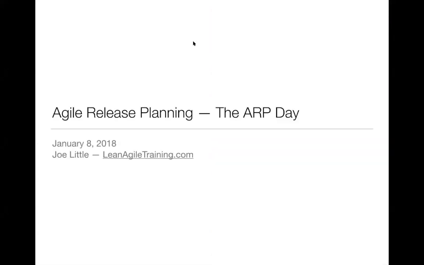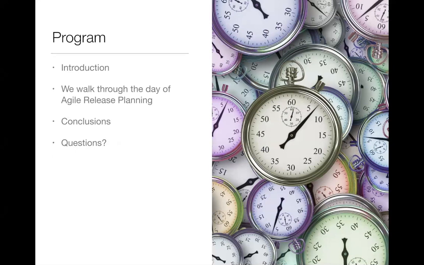Okay, so today is the second day of the Agile Release Planning. And we're going to talk about the ARP day itself, the Agile Release Planning day itself, which is where I think a bunch of your questions were yesterday on the prior session. Okay, so here's the program. We're going to do a little bit of introduction, and most of the session will be about walking you through the day itself and what we're suggesting for that day. Then we'll spend a little bit of time drawing some conclusions about that overall, and then we'll talk about your questions.